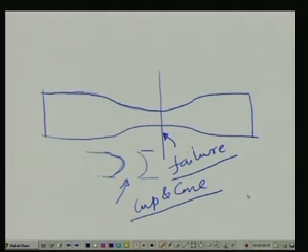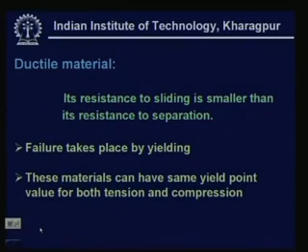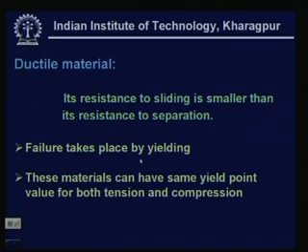So, this is a peculiarity of a ductile material, and this ductile material fails in a cup and cone shape. As we have discussed earlier, this particular type of failure that we have just shown you is failure purely by yielding. Now, in these cases the characteristic is that these materials can have the same yield point value for both tension and compression.